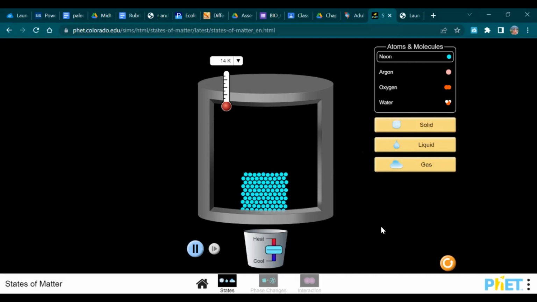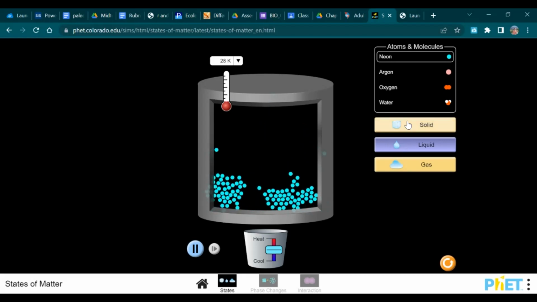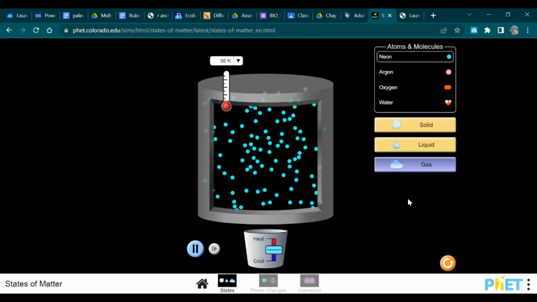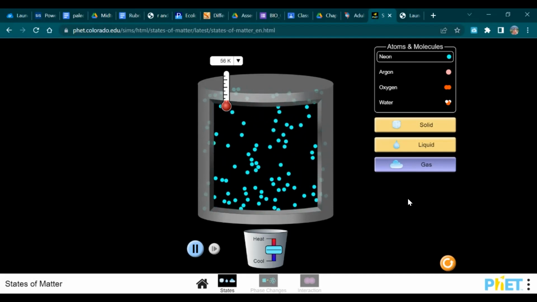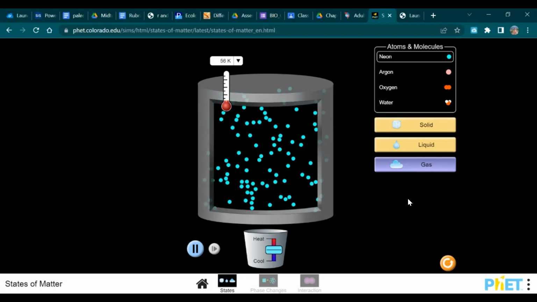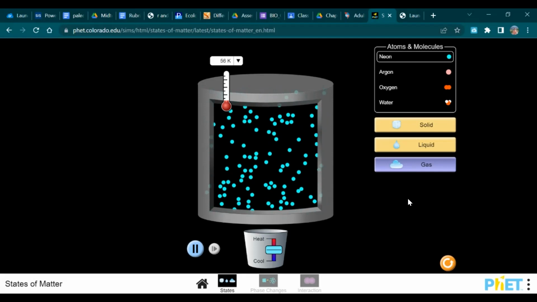Now it says, describe the particles of liquid neon. If you notice, they all fall to the lowest level and they vibrate and knock against each other. Now, some of the particles look like they're escaping, and this is because neon is a gas at standard temperature and pressure. Now, if we click a gas, you can see that the neon particles completely fill the container and spread out at an average distance from one another.